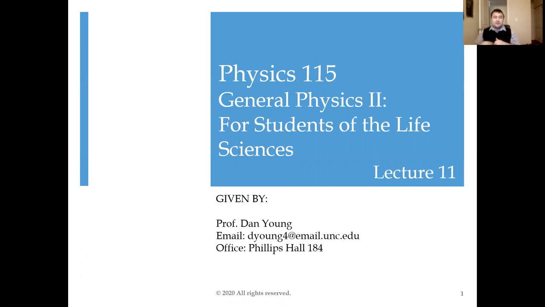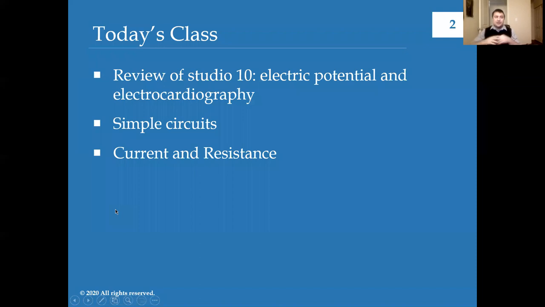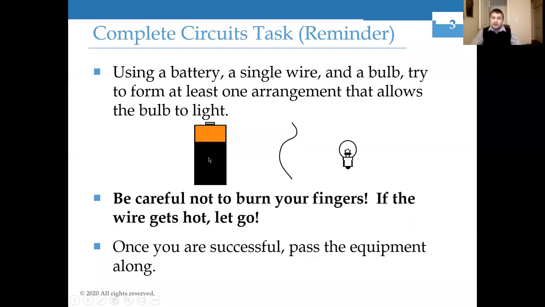It's the transfer of electric energy from one form to another, like from a battery into a light bulb or whatever other element that you want to put within a circuit. So as usual, we're going to start off today with a brief review of the studio we just finished. This is the electric potential in our electrocardiography studio. We're going to mosey into the basics of circuits. We're going to introduce current and resistance today. And in electric circuits 2, we're going to introduce the concepts of the voltage, the electric potential, and how all three of these things are related together in a beautiful expression known as Ohm's law.